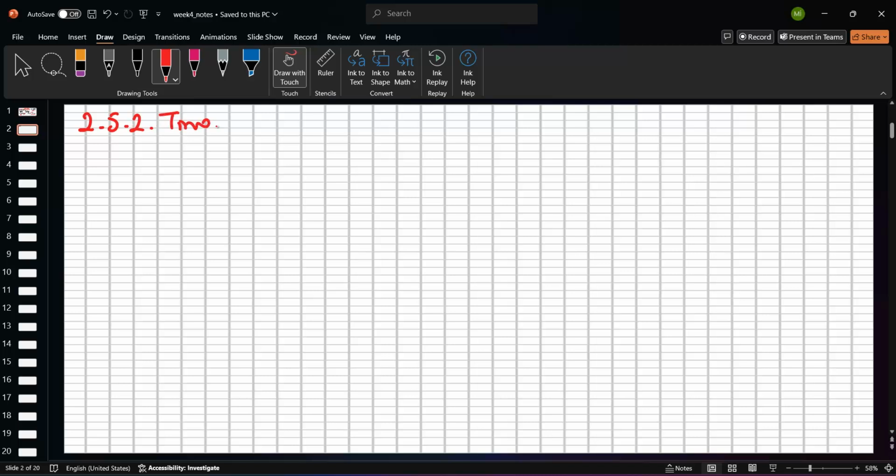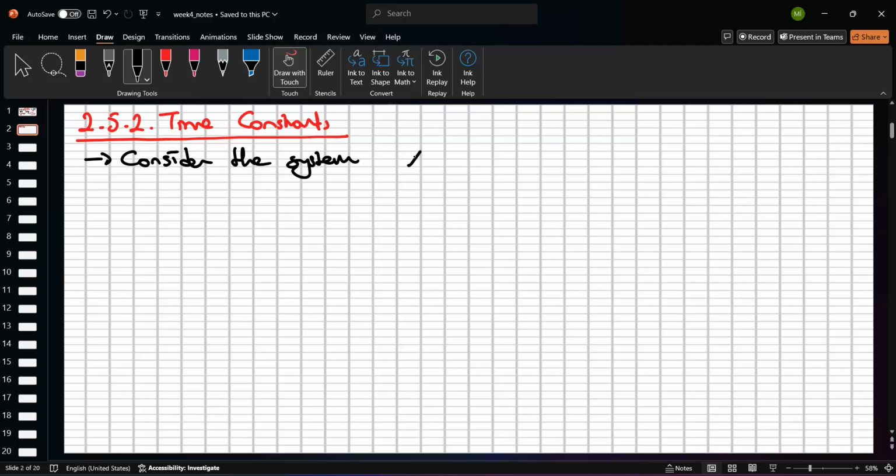But before that, we need to define the time constant. Okay? So, consider this system like x dot plus ax is equal to b. Okay? And so, how can we define the time constant? Just remember the previous lesson, guys. What is the definition of the time constant?